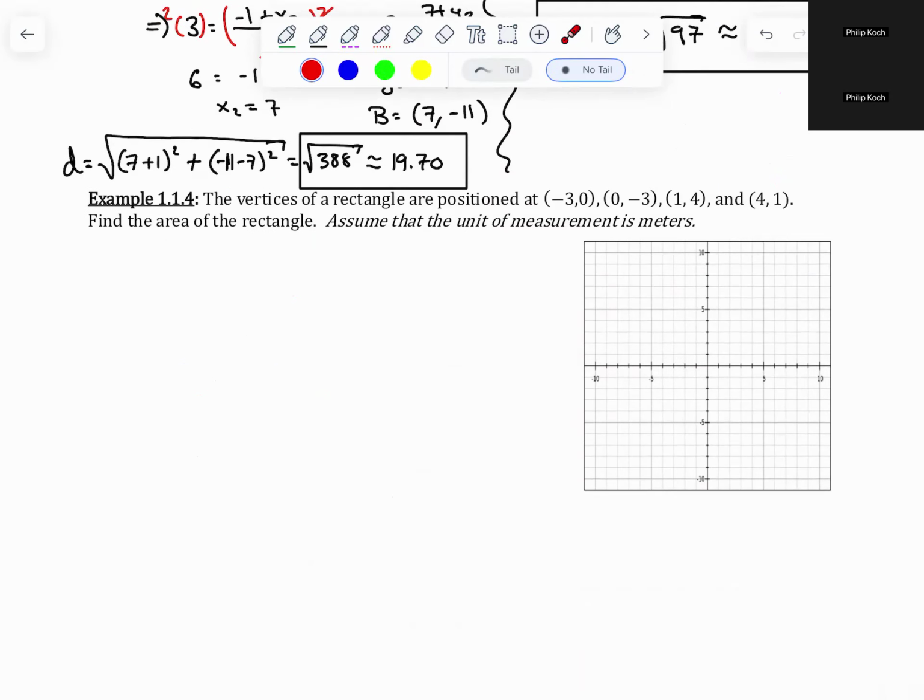The next one. The vertices of a rectangle are positioned at (-3, 0), (0, -3), (1, 4), and (4, 1). Let's plot all those points. (-3, 0) has an x coordinate of -3 and a y coordinate of 0. That's right there. (0, -3) has an x coordinate of 0 and a y coordinate of -3. So that's the point right there. (1, 4) has an x coordinate of 1 and a y coordinate of 4. That's right there. And then (4, 1), x coordinate of 4, y coordinate of 1, right there.